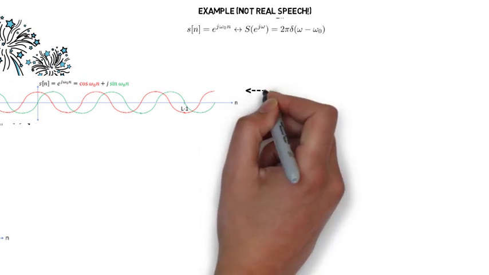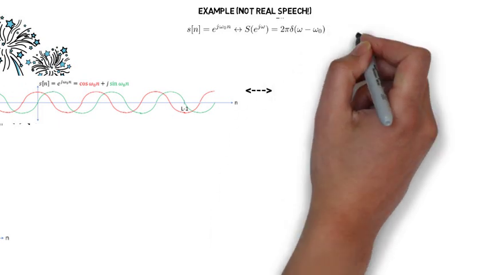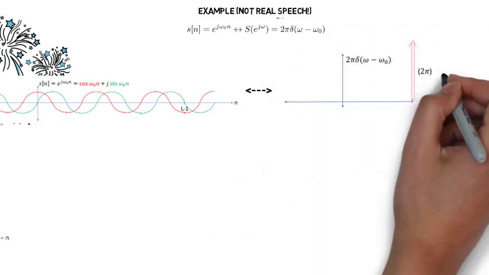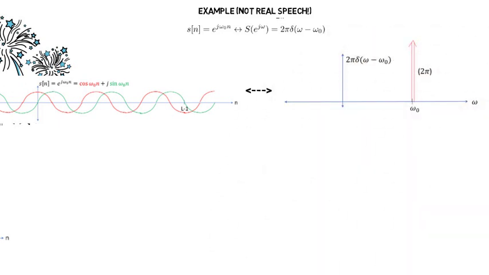And the Fourier transform of this signal is 2 pi times delta of omega minus omega naught. So it's a continuous frequency impulse centered at omega naught. All right, now I'm going to window it.